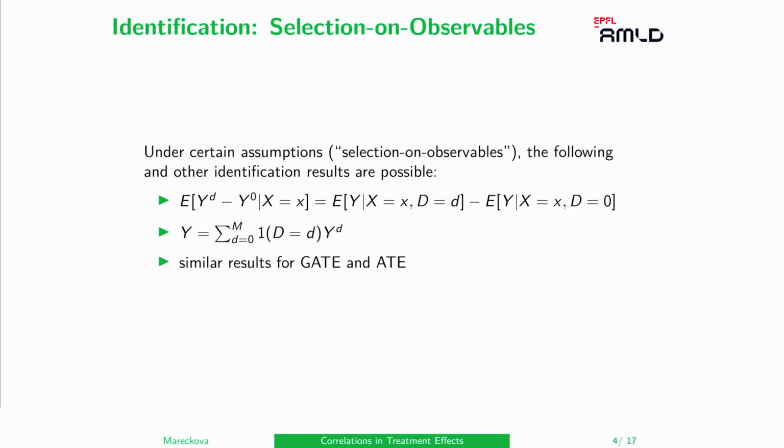Similar results can also be obtained for the group average treatment effect and the average treatment effect. Now, I just used one of the identification results under the selection on observables to illustrate the idea of what identification means. But under this concept, there are actually many more identification results for the treatment effects, and some of those identification results are very suitable to be combined with machine learning methods.